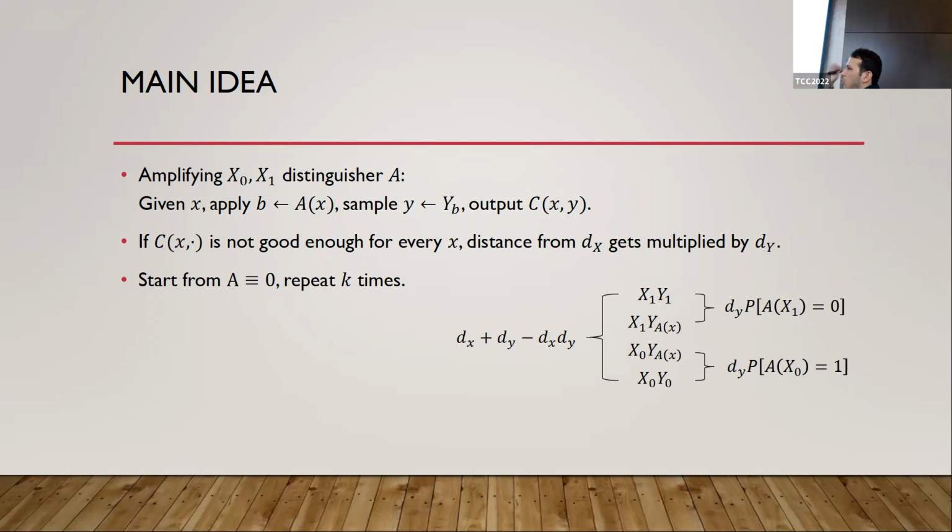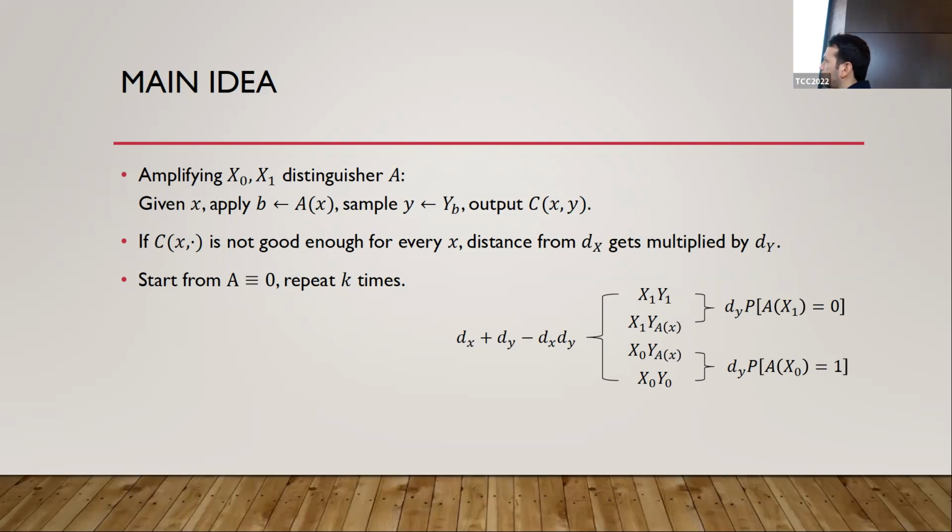Okay, so we want to get dx, we get something with advantage that is smaller than dx, and what you can show is the difference is multiplied by dy, which is smaller than 1. So you do this again and again and again, and the difference keeps getting multiplied by dy, and this way you get very, very close to dx. So the approach will be to start with the trivial distinguisher that always outputs 0, and then keep repeating this step over and over again until we decide to stop, depending on what slackness we want to achieve.